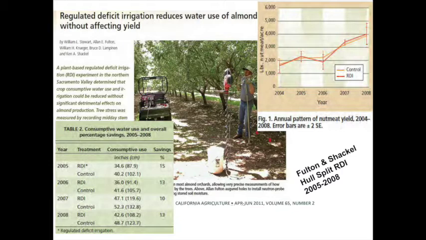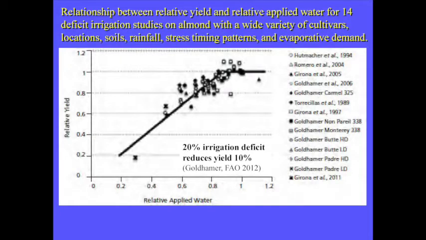So Northern Cal is a little bit different animal from the San Joaquin, but if you look at the final word on the subject that was published by Dave Goldhammer, this is an accumulation of all these trials from Spain to California, and the bottom line was a 20% irrigation deficit reduces your yield by 10%.